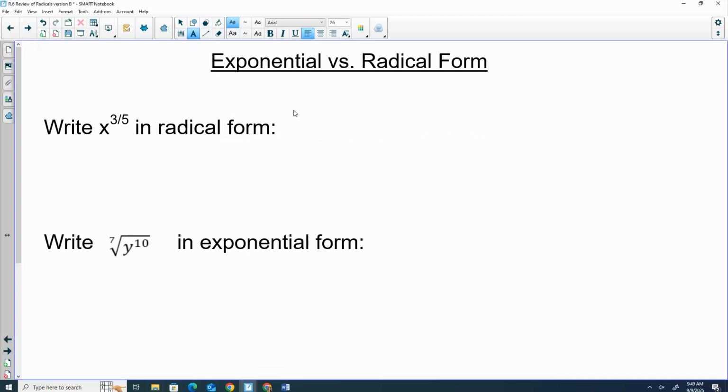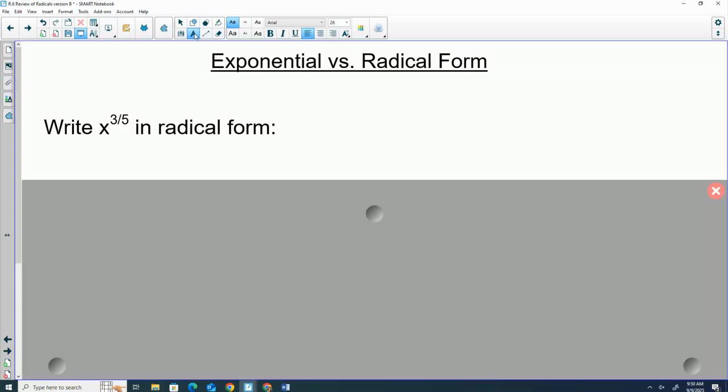We were doing yesterday, if I told you to write x to the 3/5 with a radical, what would you write? So 5th root of x cubed. And the cube can be inside the radical or outside the radical. Both are equivalent. So as long as you have one of those, it's fine.